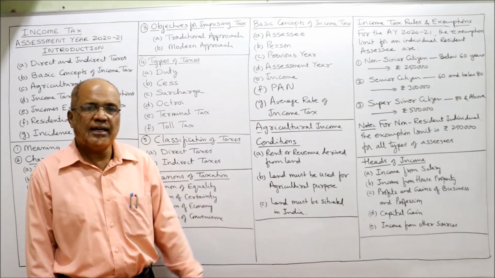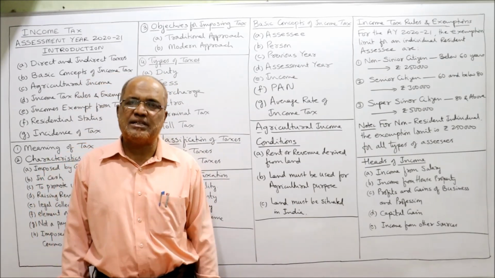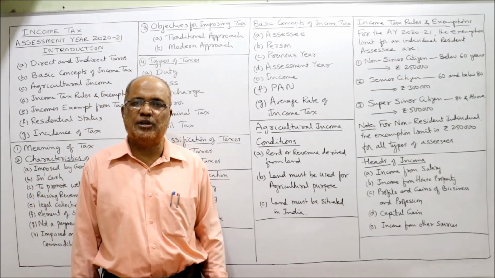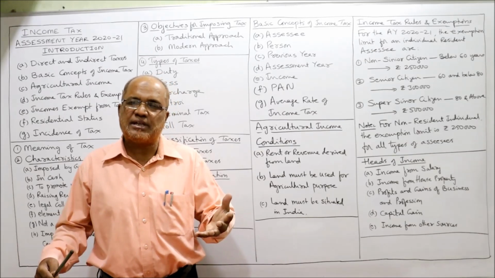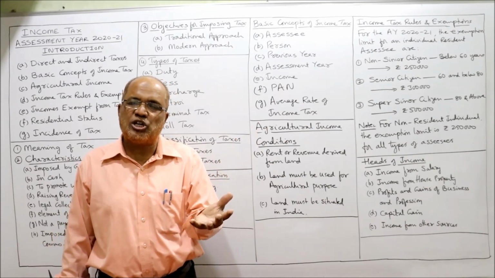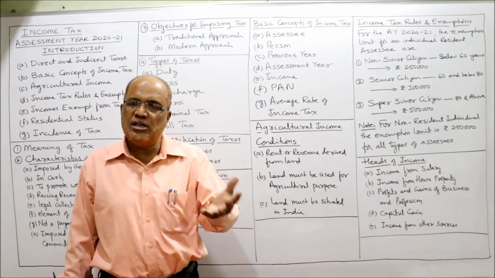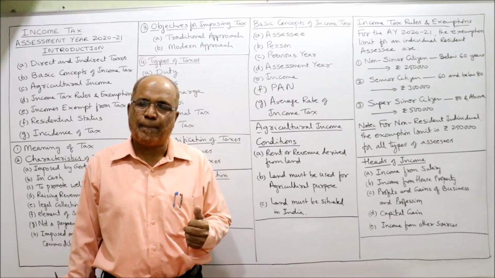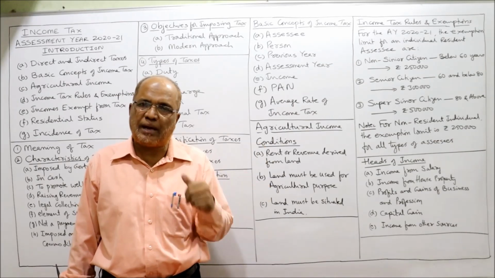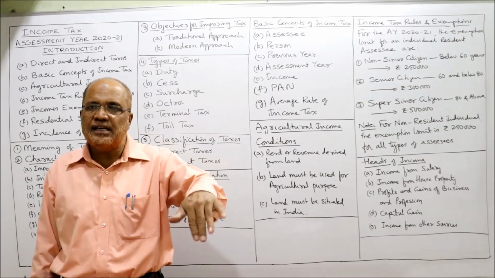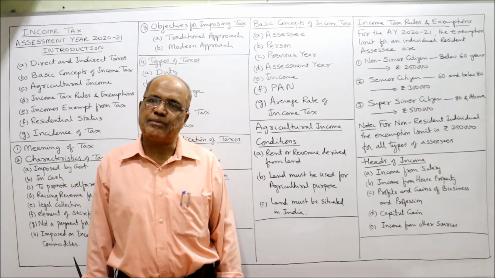Capital gain. If a person has transferred a capital asset during the previous year. What is a capital asset? An asset which was purchased by the assessee not for sale, but for use in his personal life or business life. When an asset is purchased not for the purpose of sale, it is a capital asset. When the capital asset is transferred, the gain arising is called capital gain.